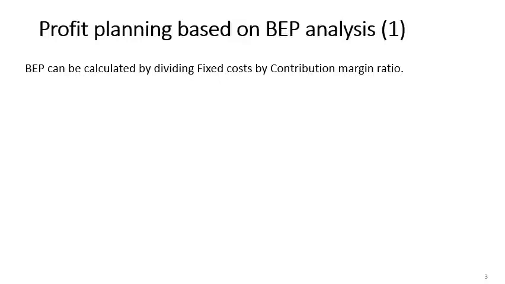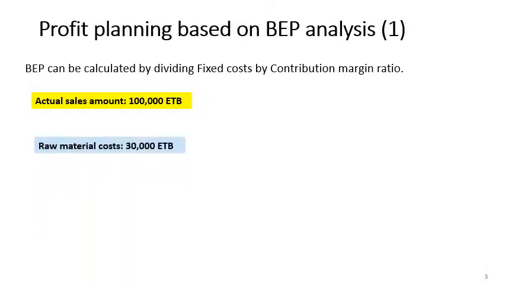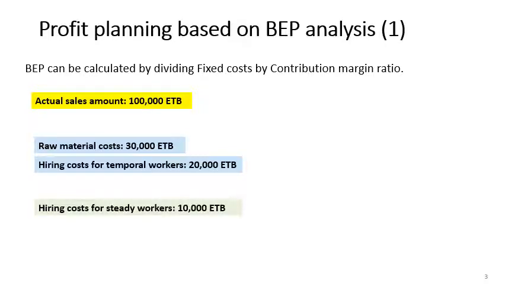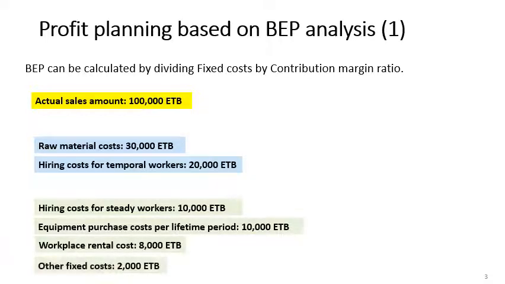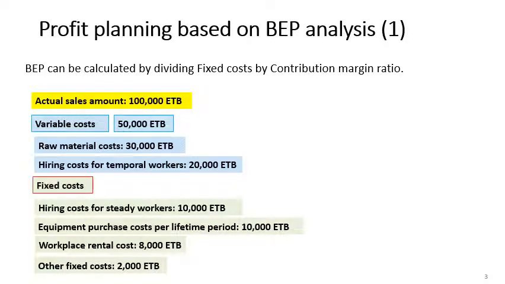Let's think of a case. Supposing that the company's current monthly sales amount is 100,000 bulls, monthly raw material cost is 30,000 bulls, hiring cost for temporary workers is 20,000 bulls, hiring cost for steady workers is 10,000 bulls, equipment purchase cost per lifetime period month is 10,000 bulls, workplace rental cost is 8,000 bulls, and other fixed cost is 2,000 bulls. Total variable cost should be 50,000 bulls, and total fixed cost shall be 30,000 bulls.